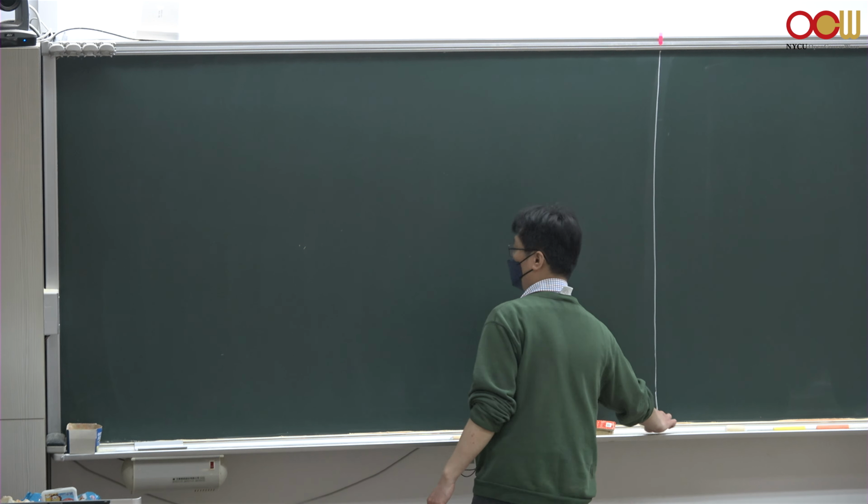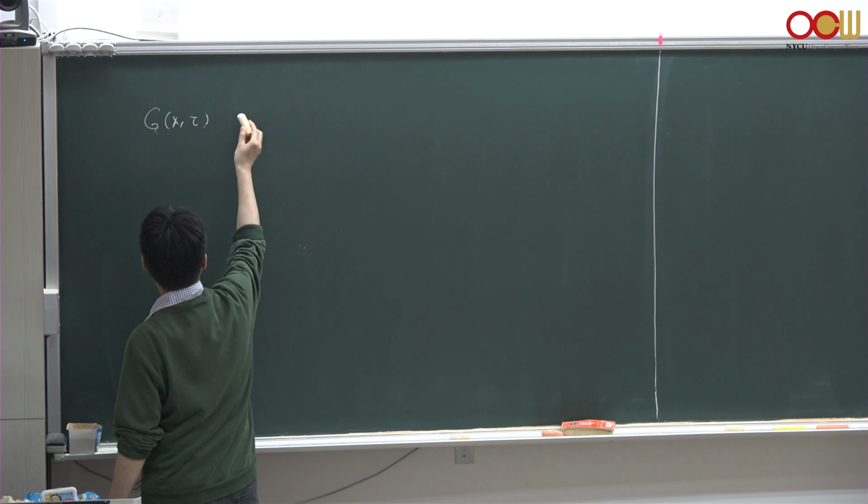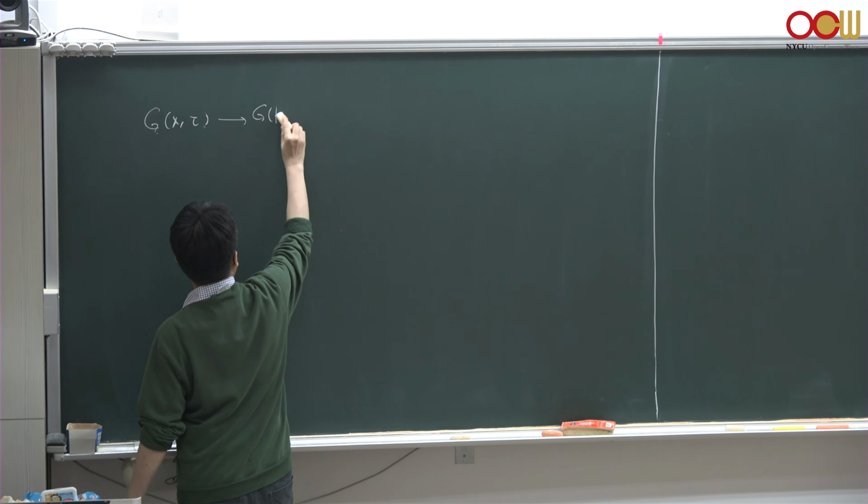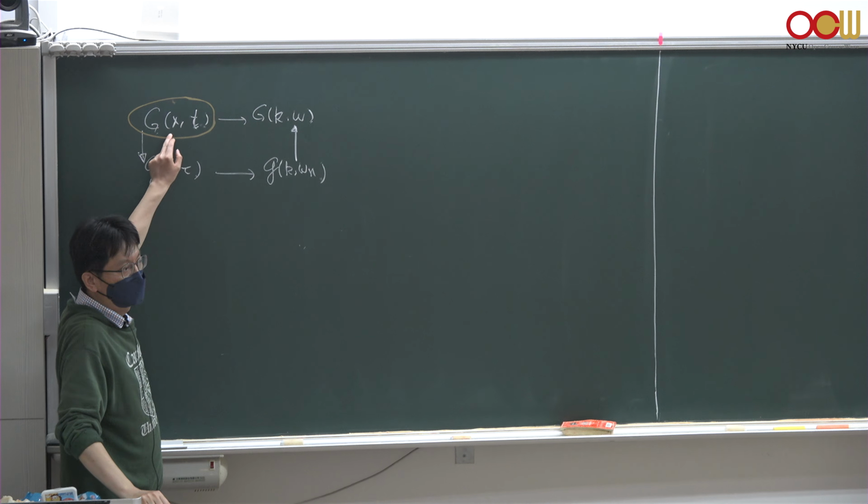So let me just sketch this. This is sort of a detour that we are taking. So the Green's function in x and t variables is the target quantity that we want to calculate.